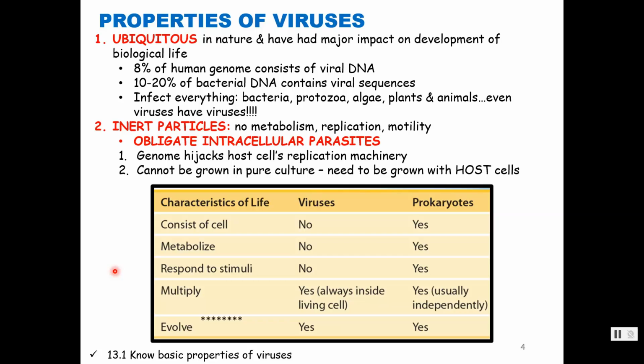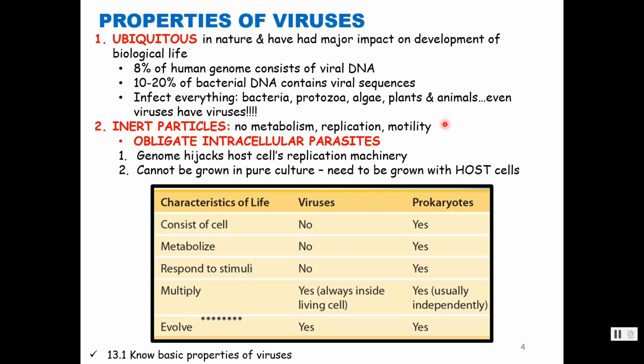Viruses infect literally everything. Bacteria, protozoa, algae, plants, animals, even viruses have viruses. Yes, that is actually true. It is said that there are 10 million viruses per milliliter of seawater, and somewhere someone did the math, and supposedly that calculates out to 270 times 10 to the 6th, so million metric tons. So there's a whole lot of viruses on the planet.